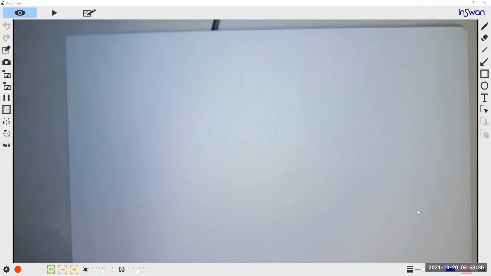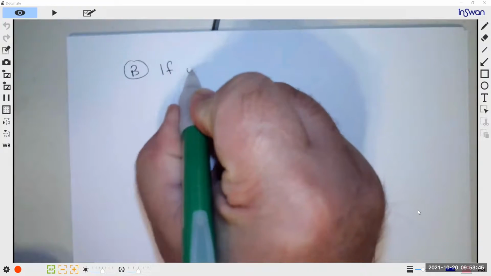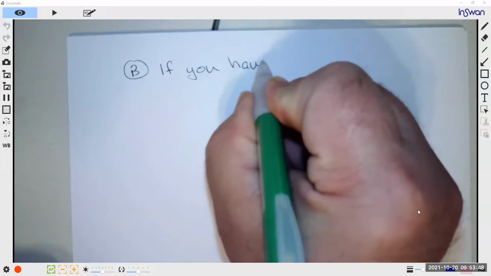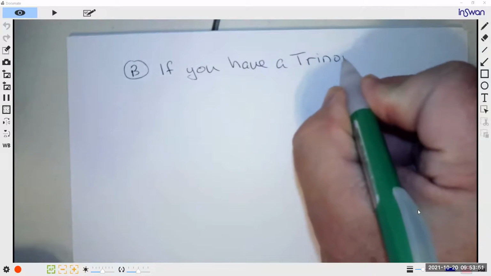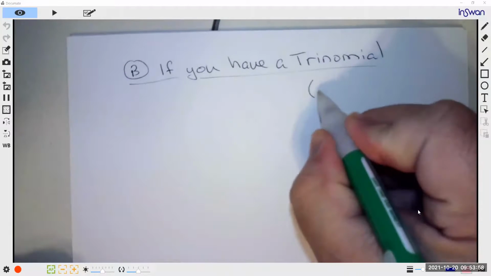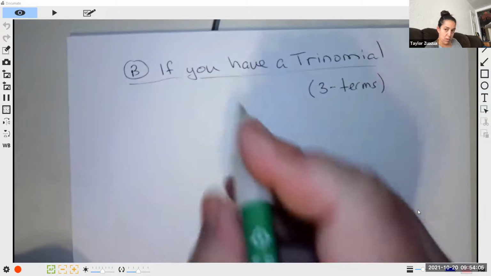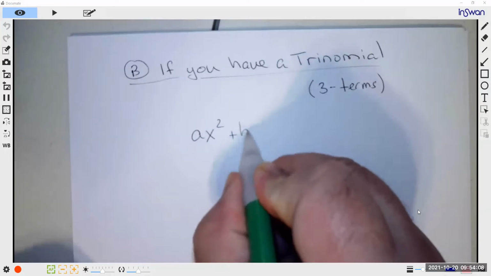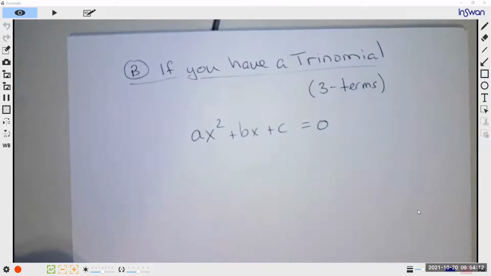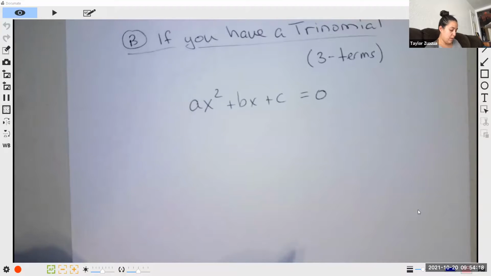okay, it's B, capital B. If you have a trinomial, in other words, 3 terms, a trinomial is ax squared plus bx plus c equals 0.